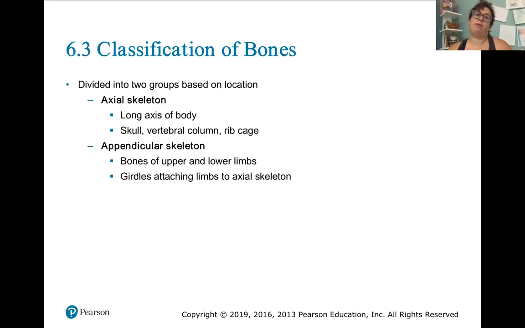Okay, we have different ways to classify our bones as far as where they're located in the skeleton. We have axial, which is just your skull, vertebral column, and rib cage. And then we have appendicular skeleton, which is anything that attaches to your axial skeleton. So upper and lower limbs, the hips, and the pectoral girdle.